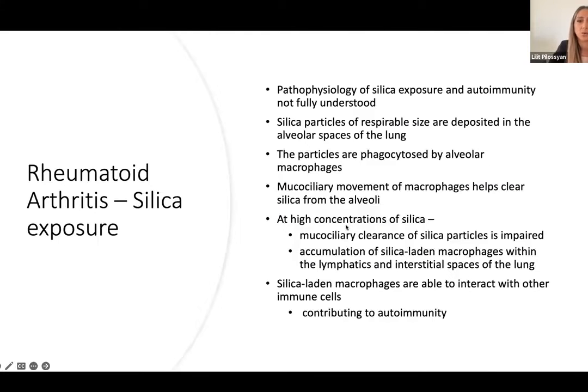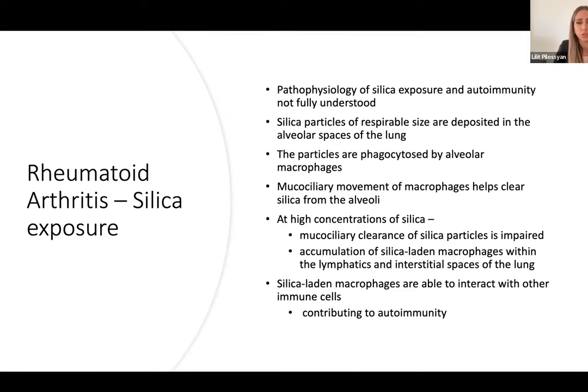All right, so what is the pathophysiology of silica exposure and autoimmune development? Unfortunately, it's not fully understood, but what's thought is that these small silica particles that are respirable are deposited in our alveolar spaces. And then these particles are phagocytized by alveolar macrophages, and the mucociliary movements of the macrophages help clear them out. But at high concentrations of silica, the mucociliary clearance gets overwhelmed and it's impaired.